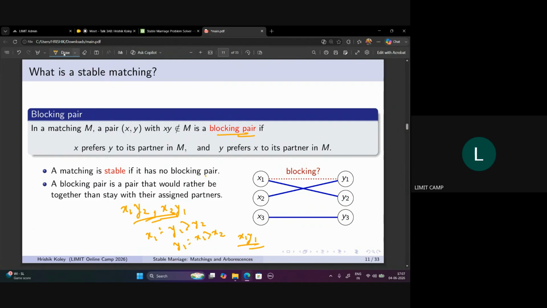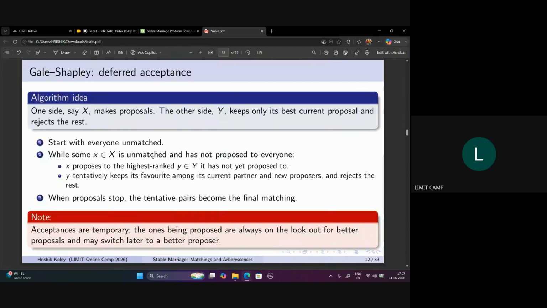So to do that, Gale and Shapley gave an algorithm to deal with this kind of problem. One side, say X, makes proposals, and the other side, say Y, keeps only their best current proposal and rejects the rest. So the high-level algorithm goes like this: you start with every vertex being unmatched. Now, while there is some X belonging to X that is still unmatched and has not proposed to everyone, X proposes to the highest-ranked Y belonging to the set Y that it has not proposed to yet.